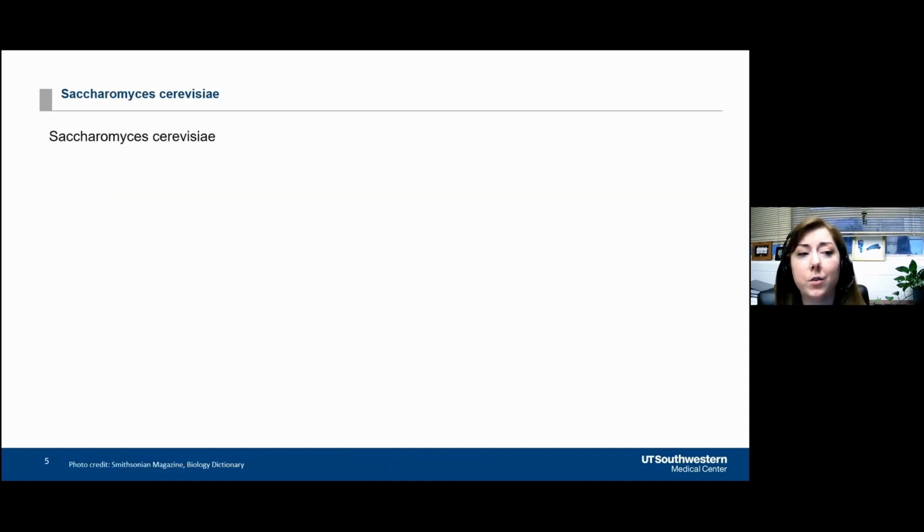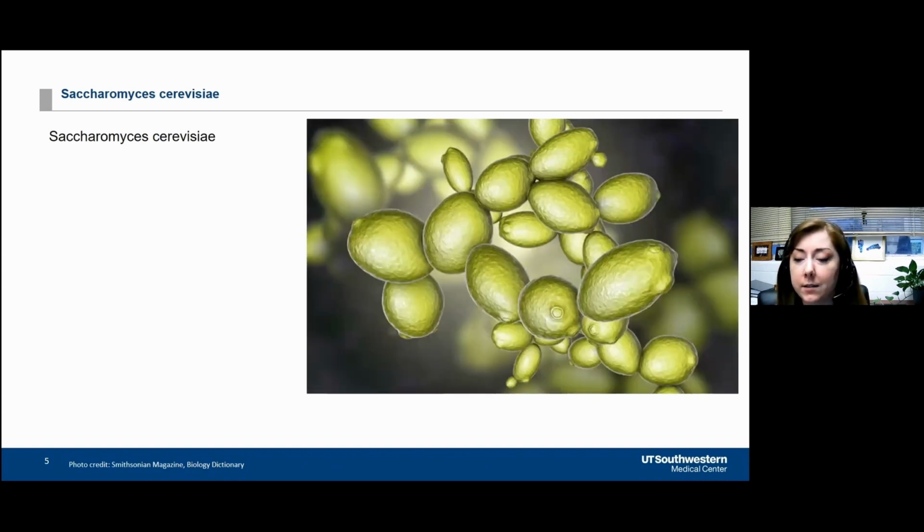So to remind you, if you're not familiar with Saccharomyces cerevisiae, it is a yeast. It looks like this on the right-hand side. So it's a little bit lumpy. It's kind of an oval shape. It reproduces by budding. You can see some of the babies here.